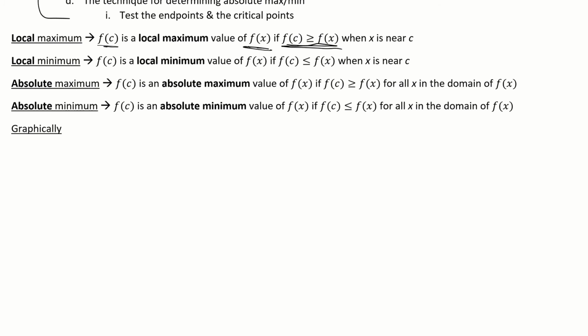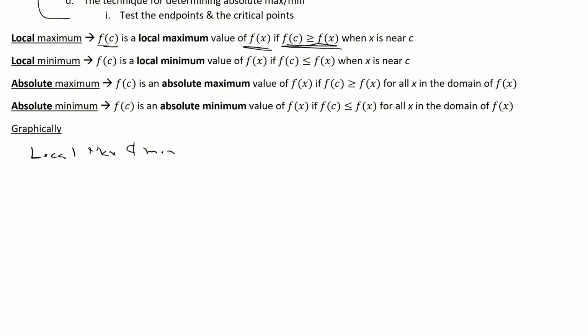Now, mathematically speaking, they don't say near c. What they would do if they wanted to prove stuff is they would use, believe it or not, epsilons and deltas and all that stuff to just really nail down an argument. There's three other definitions, but we're going to look at these guys graphically. First, let's talk about local max and min.